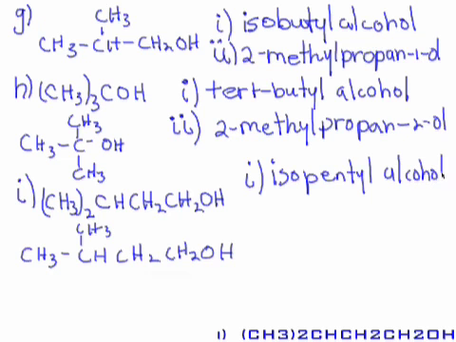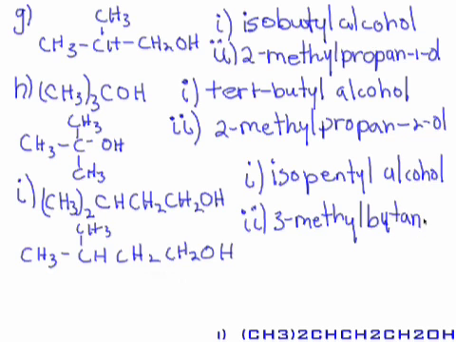Isopentyl alcohol. For the IUPAC name, you must find the longest carbon chain with the highest priority group on it. That's 1, 2, 3, 4. I have to give the lowest number to the high priority group. That's a 1-ol, making the methyl at 3. This becomes a 3-methyl with 4 carbons. It's a butane, a butan-1-ol.